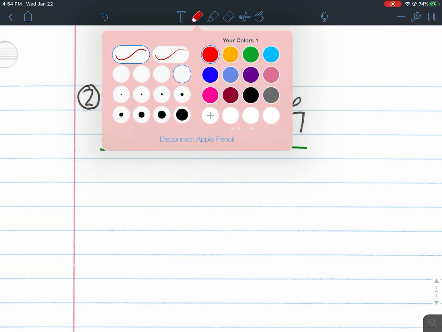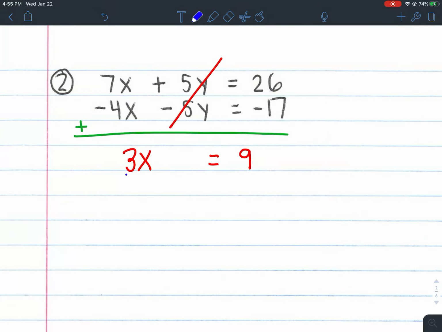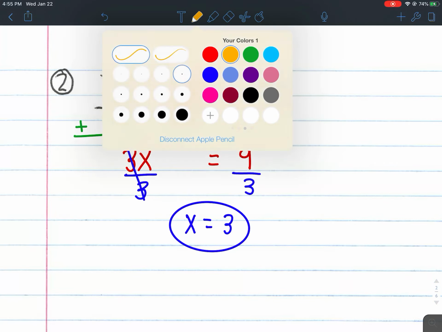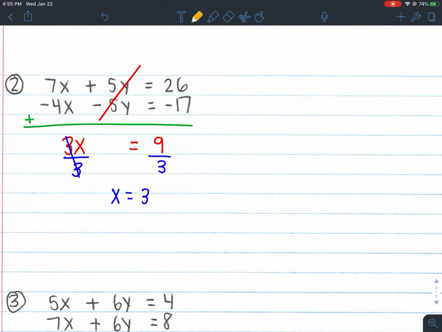All right, so I have 7x plus -4x, which is going to give me 3x. Positive 5y plus -5y is going to give me 0, right? It's going to cancel, it becomes 0. We have equals 26 minus 17, which I believe is 9. Yeah, 9, okay. Now I'm trying to get x by itself, so what do I do next? I would divide by 3, and I get x equals 3. Is this my answer? No, I'm trying to find my point, right? So I have to plug it into one of my equations. And it doesn't matter which equation you pick to plug it in. Oh, goodness.